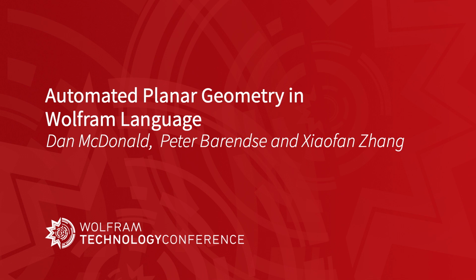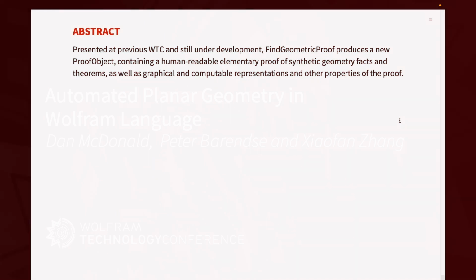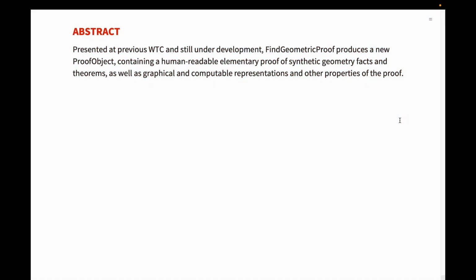Greetings, fellow geometers. My name is Peter Behrens, and I'm going to give an update on the resource function FindGeometricProof. This has been discussed at previous tech conferences. It's still under development. Basically, FindGeometricProof takes in a GeometricScene object and produces a proof. It includes many different properties and representations of the proof, but the most interesting one is the human readable proof that takes the form of a classic 2-column proof that is aimed at the high school level geometry student.